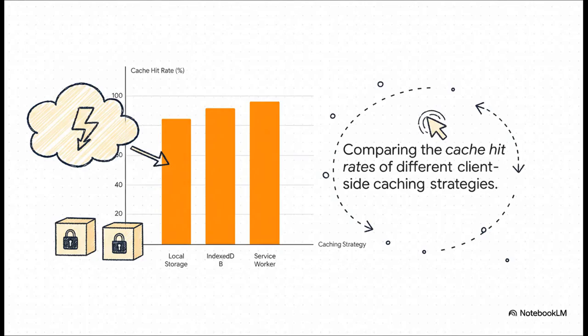Caching is another huge performance win. Just look at these cache hit rates. You've got client-side options like local storage, which are pretty good. But look at service workers. A well-configured service worker can serve content straight from the cache 96% of the time for people who visited your site before. That makes things feel instantaneous.